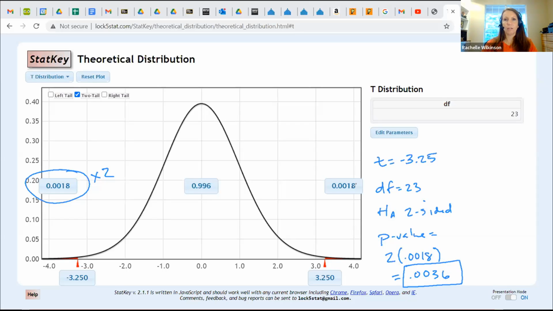So my p-value in this problem would be 0.0036. All right, any questions so far on what we're doing?